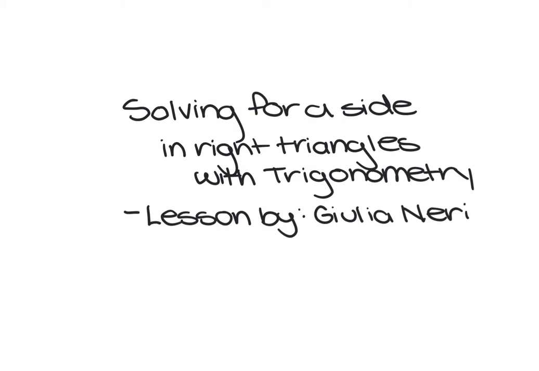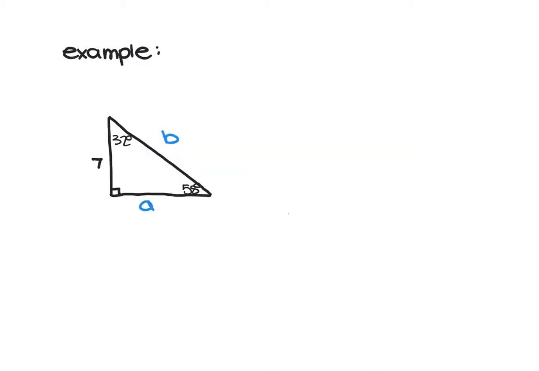Solving for a Side and Right Triangles with Trigonometry. I will be using this example, and we could see that we are given the angles of 90 degrees right here, 32 degrees right here, and lastly 58 degrees right here. We are also given one of the side lengths, which is 7 in this case. Using this information, we could start finding the two missing side lengths called A and B.